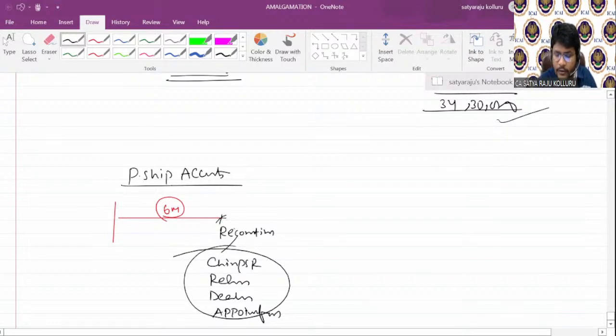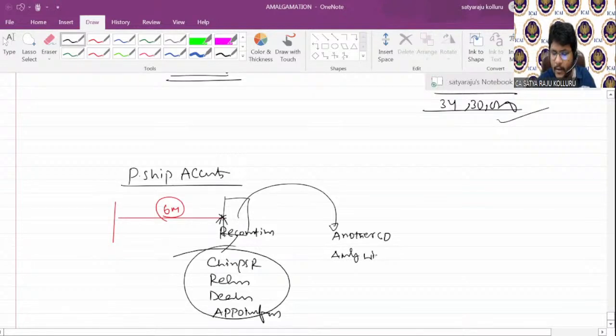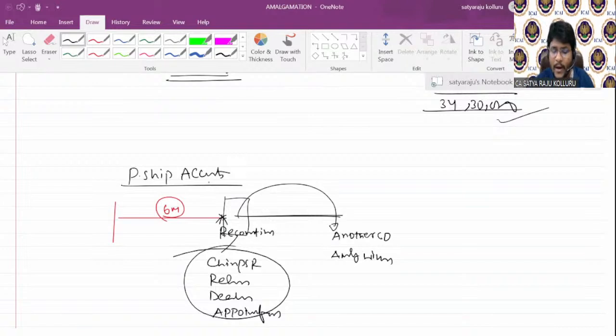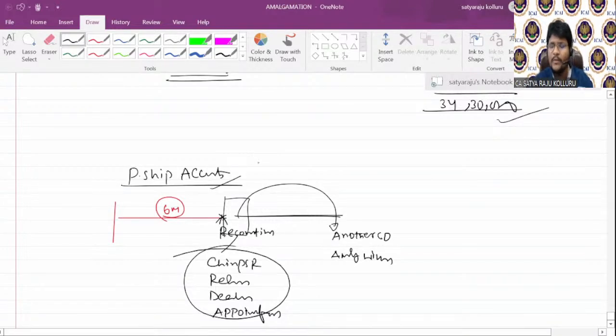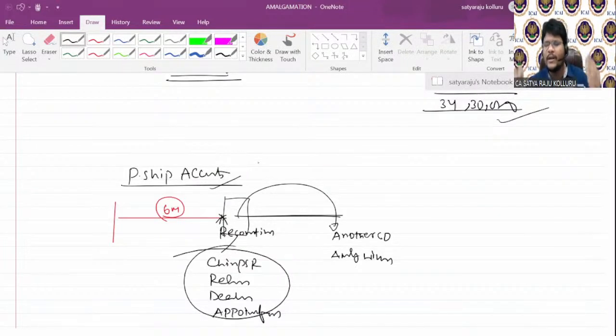After this reconstitution, the partnership firm is taken over by another company, or the partnership firm is amalgamated with another company. Like this, they may test such problems in the examination. But one thing is sure, amalgamation is related to group 2 only, and partnership accounts is also related to group 2. There is a high scope to test such questions in the examination. So you can come across such type of problems in partnership accounts. So let me leave that.